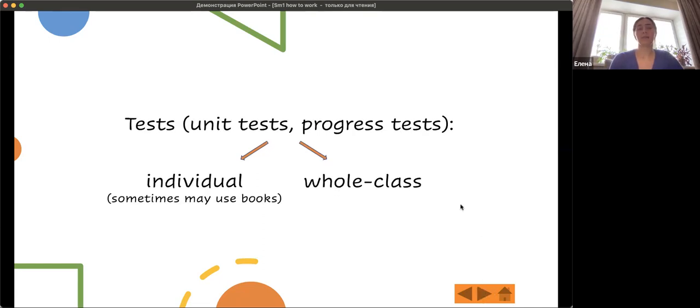Then unit tests and progress tests we can do together as a whole class activity, like extra tasks, or we can give them as individual work. Sometimes if the students are very weak, we can ask them to use books, so the books are allowed in this way.